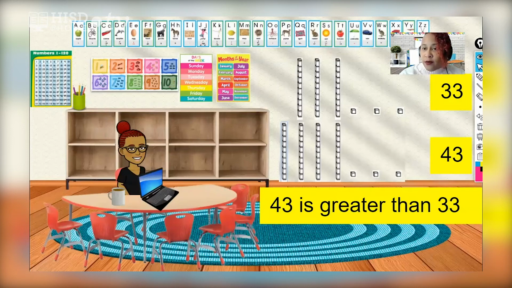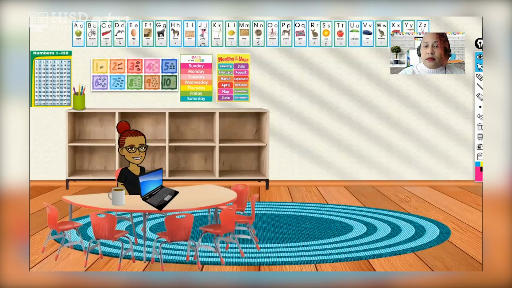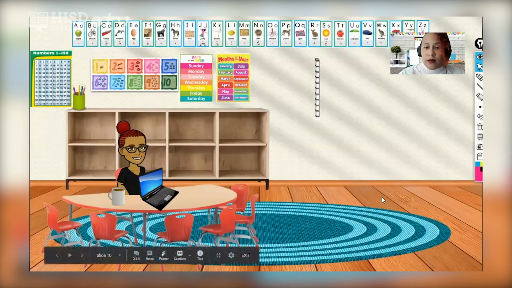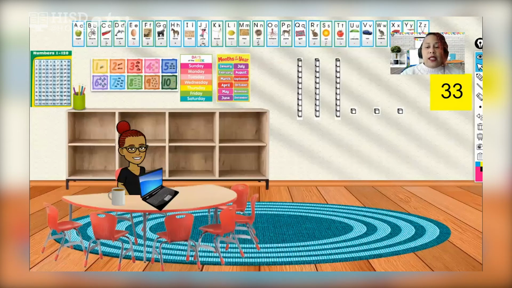Are you ready to try another one? Come on, mathematicians, you can do it. Count with me as we build this number. 10, 20, 30, 31, 32, 33. Here is the number 33. We made 33 with 3 tens and 3 ones. How can I find a number that is less than 33?